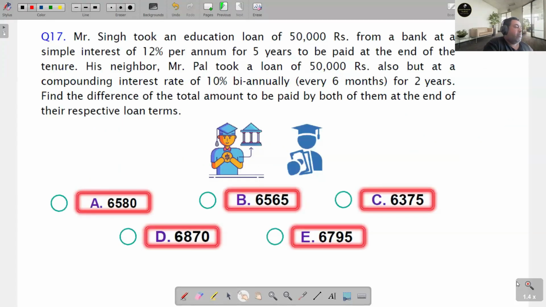Question 17. Mr. Singh took an education loan of 50,000 rupees from a bank at a simple interest of 12% per annum for 5 years to be paid at the end of the tenure. His neighbor, Mr. Pal, took a loan of 50,000 rupees also, but at a compounding interest rate of 10% biannually, every 6 months, for 2 years. Find the difference of the total amount to be paid by both of them at the end of their respective loan terms. All right, so we'll need a little working space. So I'm making the question a little smaller.